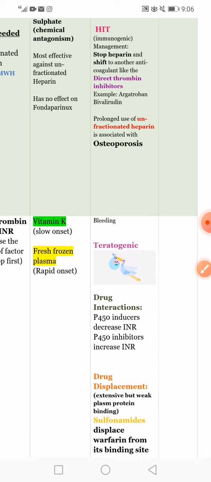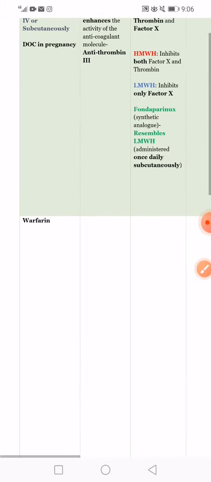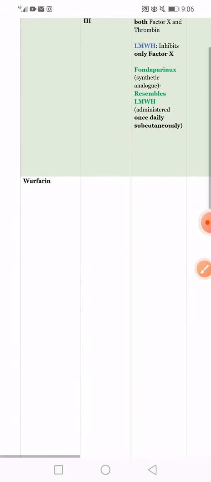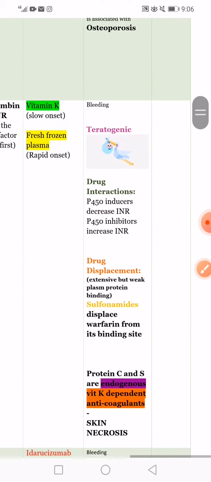Side effects: same, bleeding like any other anticoagulant. Very important, warfarin is teratogenic. It is contraindicated in pregnancy, absolutely contraindicated, which is why heparin is the drug of choice for anticoagulation in a pregnant individual.